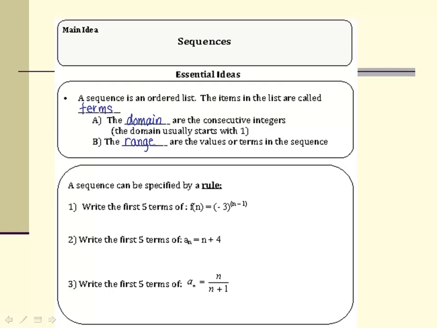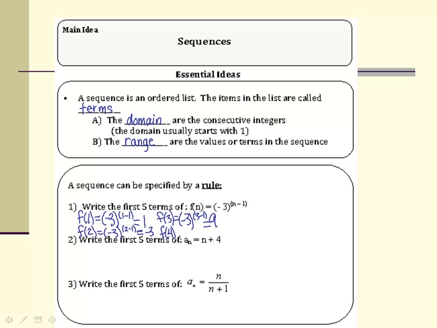So for the first one, we're going to do f of 1 equals, I'm putting 1 in for n, so negative 3 to the 1 minus 1 power. So that's negative 3 to the 0th power, which is just 1, because anything to the 0th power is 1. F of 2 would be negative 3 to the 2 minus 1, and I put parentheses around those because you'll have to have those parentheses in your calculator. So really that's negative 3 to the first power, which is negative 3. F of 3 is negative 3 to the 3 minus 1 power, so that's really negative 3 to the second power, which is positive 9.